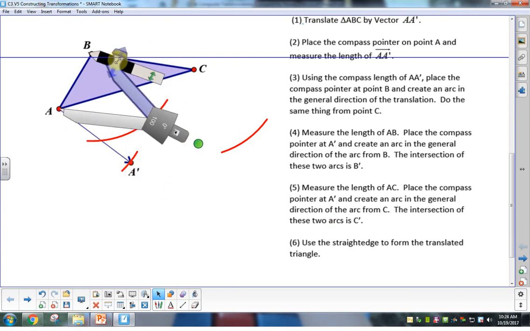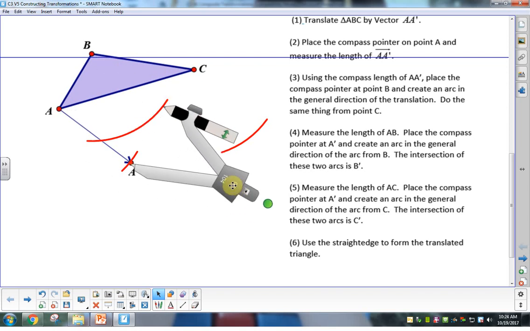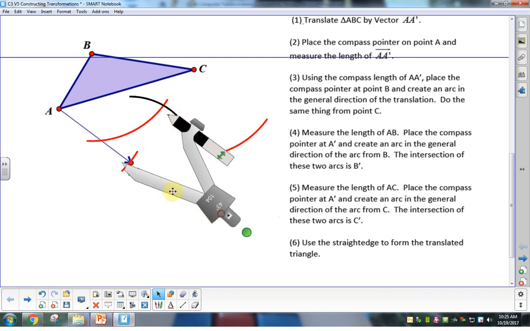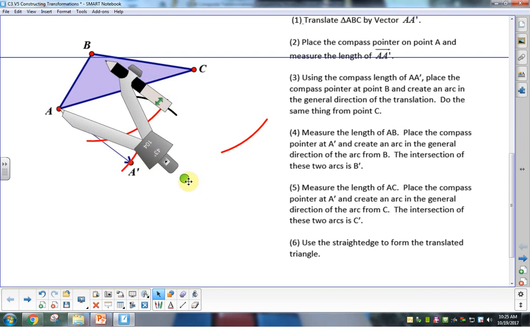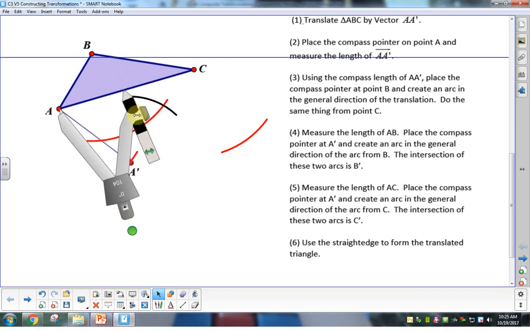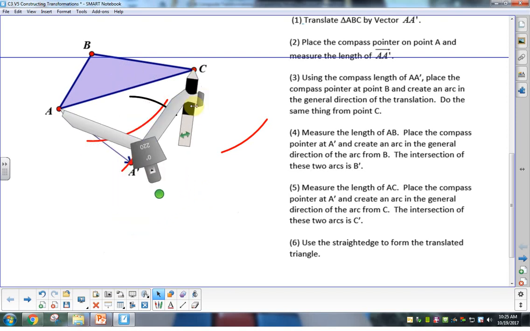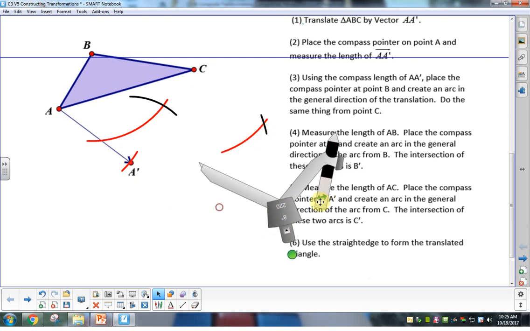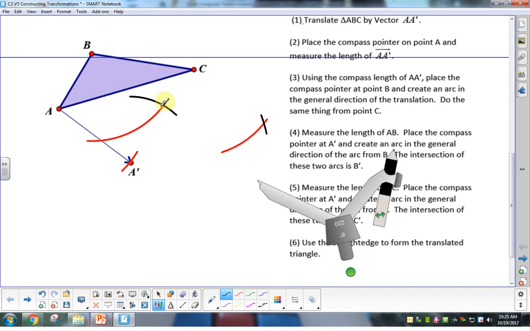So if I measure from A to B, that's the length of that segment. So if I come back over to the image of A and I make an arc, the red and the black intersect. Same thing with A and C. If I set up my compass so that it's the length of AC, and then I go to the image of A, the image of C is going to cross the red line that I already made. And that's how you do a translation. So B prime, C prime. And it really is that easy.